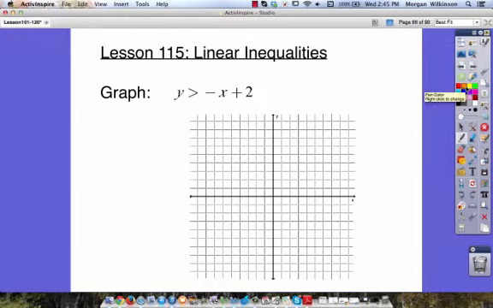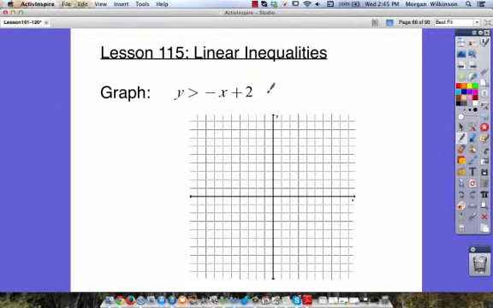Lesson number 115 is on linear inequalities. Now, what we're doing here is we're graphing, but instead of graphing equations, we're graphing inequalities. So we replace our equal sign, and we'll have a greater than or less than sign, or we'll have a greater than or equal to, or a less than or equal to sign.